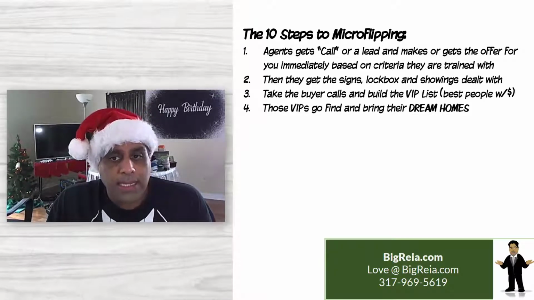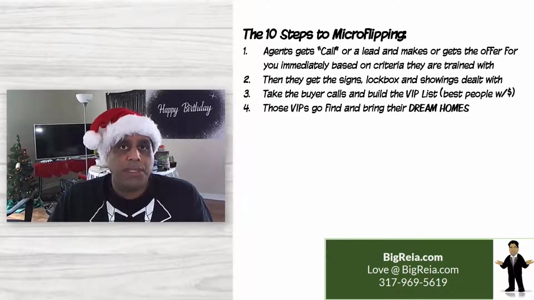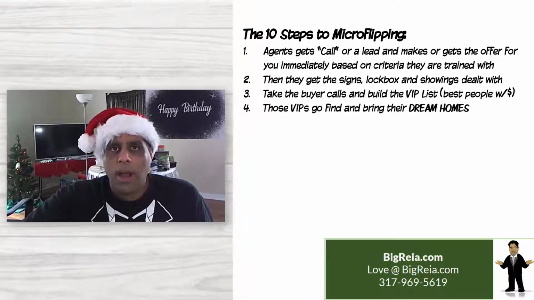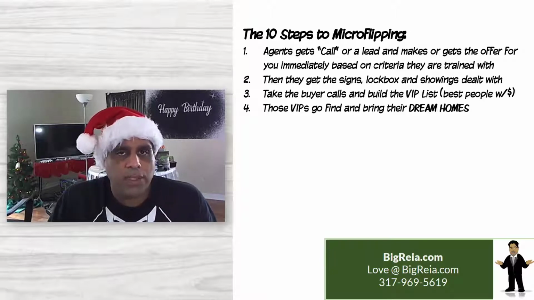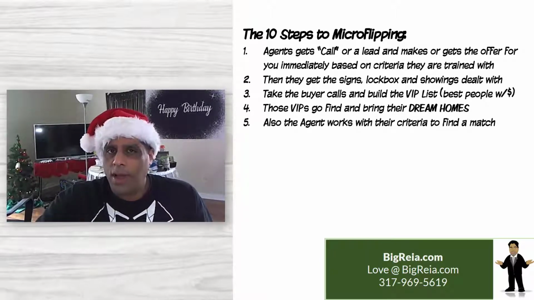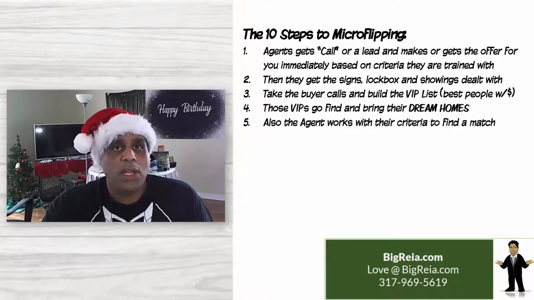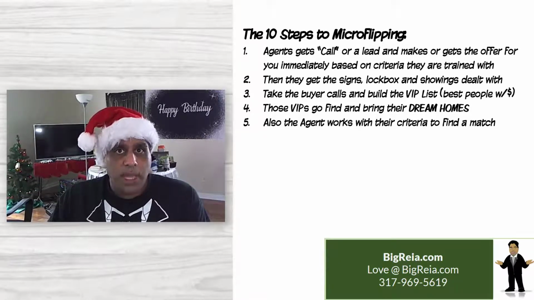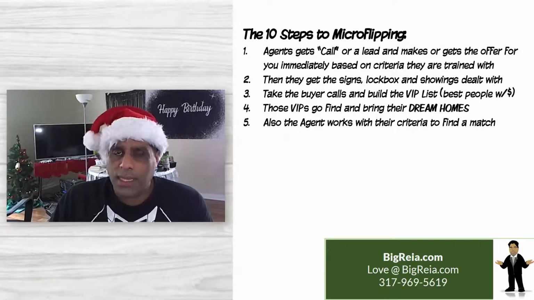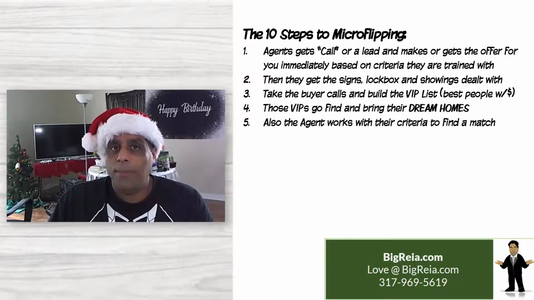For those VIPs now, they go and they find you the dream homes. You tell the VIPs, the people that have 20,000 or whatever down, go out and you can find your own house. Just pick any dream house and we'll see if it qualifies. So that's one way of finding those properties. Number five, also the agent works their criteria to start finding a match. So the agent now goes out, takes those same buyers that they just generated. It's usually going to be the same person, and they work with them to find properties that fit that buyer's criteria. You get what I'm saying?